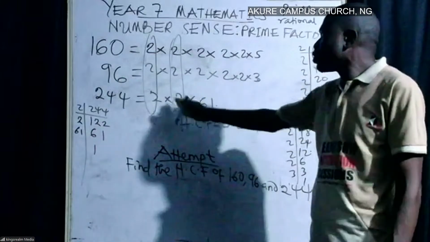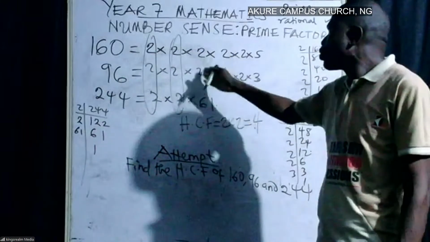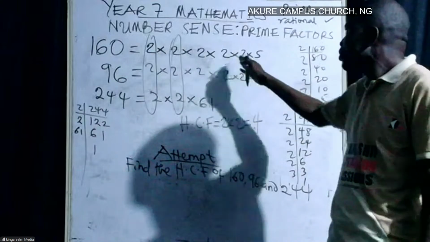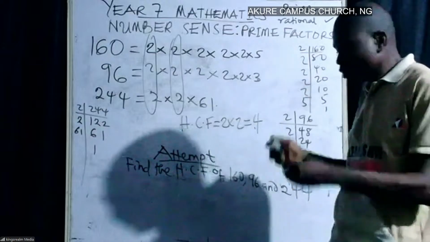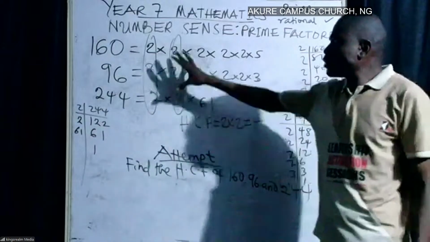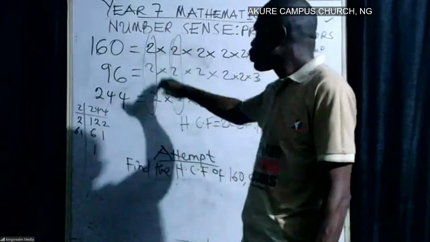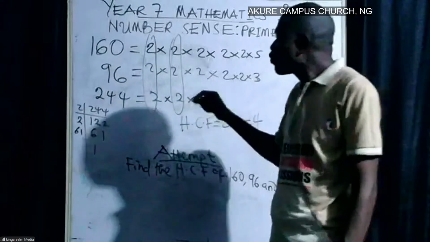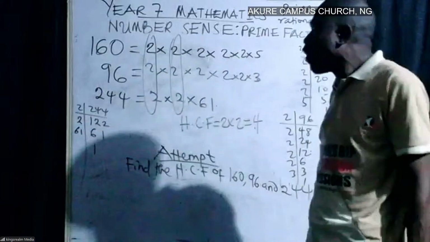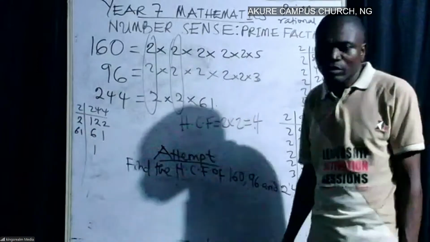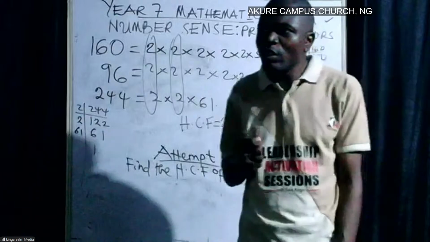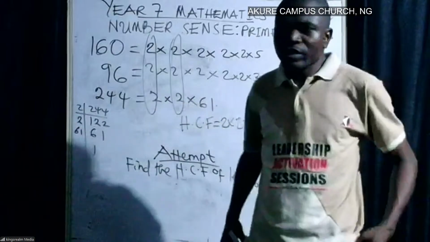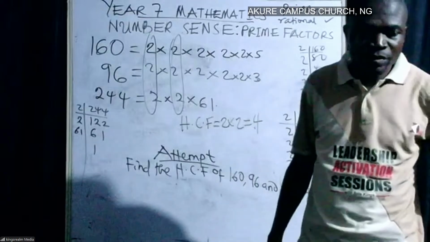Even though these 2 are common here, they are not in the 3rd number, so we cannot reckon with them and the other prime factors. When you are looking for your HCF, that's why it's called highest common factor, you look for all the factors common to all the numbers that you are given. So that's how to get HCF. Do you understand now? Take note of this correction.